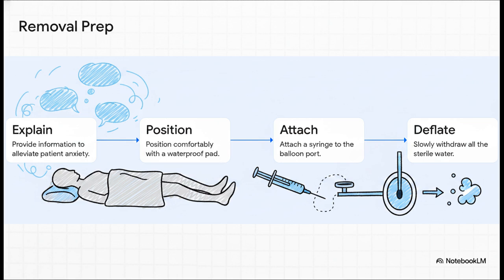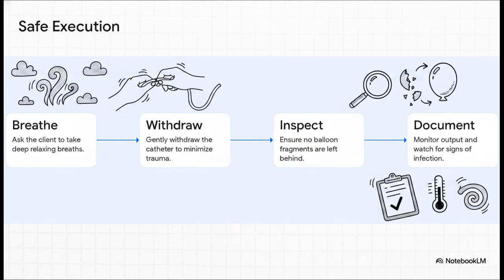Removing the catheter safely relies entirely on attaching a syringe and slowly, completely deflating that internal balloon. If you try to pull a catheter out with even a partially inflated balloon, the resulting urethral trauma is absolutely devastating. You literally must withdraw every drop of that sterile water. Then, as they take some deep, relaxing breaths, you just gently withdraw the tube.